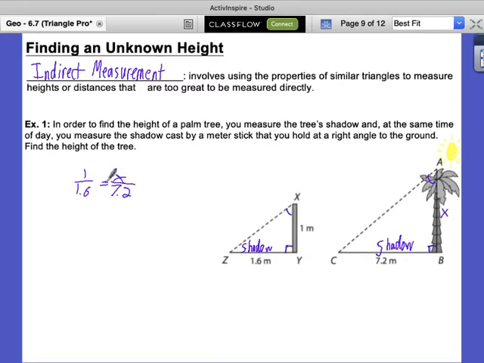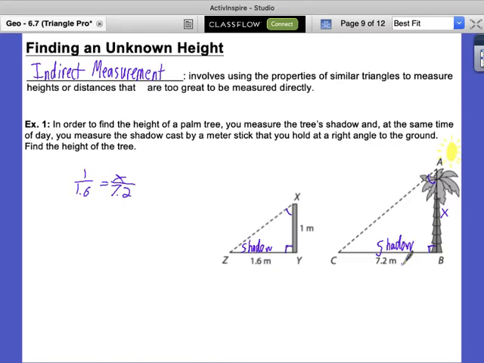Horizontally, 1 and x, we're dealing with the height of the meter stick and the height of the palm tree. They're both heights. Horizontally, 1.6 and 7.2 are both shadows. So it lines up horizontally and vertically. Good catch there, okay? So now if we solve this proportion, we can get how tall the tree is. Question on the setup?